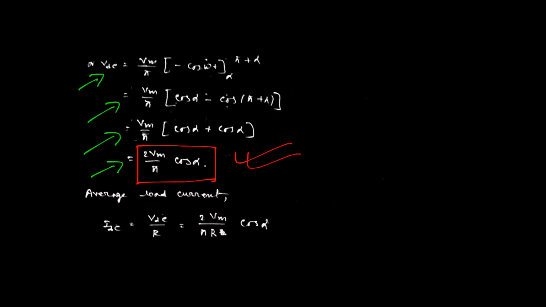Okay, as well as we can define the average DC current, termed by IDC, that should be equal to VDC by R. That means 2 Vm cos alpha by pi R, which is taken from this expression. So this is all about the average output voltage and average output current.